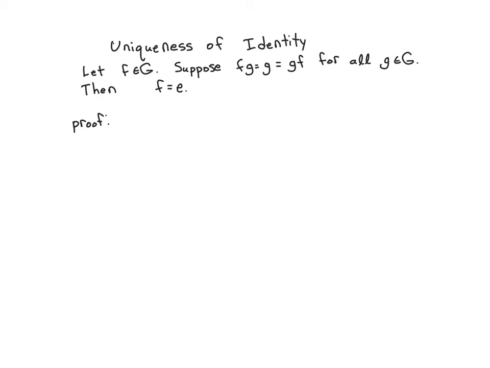This is one of those "if it looks like a duck and it quacks like a duck, then it is a duck" theorems. So if you have an element that has these two properties for every element in the group, then it must be the identity element. So your group can't have two identities. It must have exactly one.